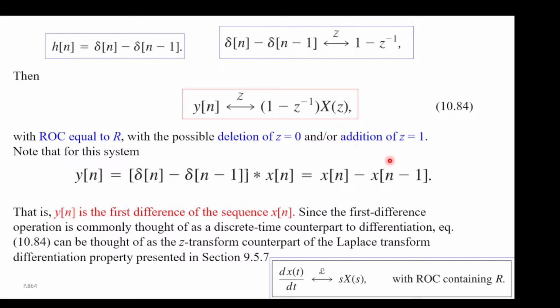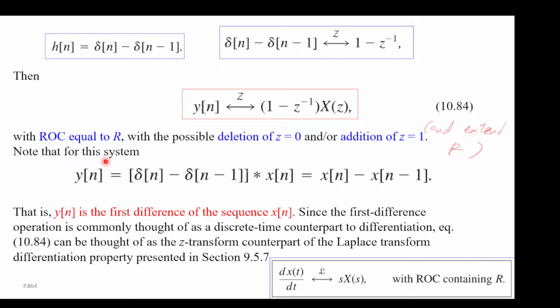So I guess here it's possible to have more. When you add z equal to 1 to the ROC, it might extend R here. Okay, so that's what possibly happens.